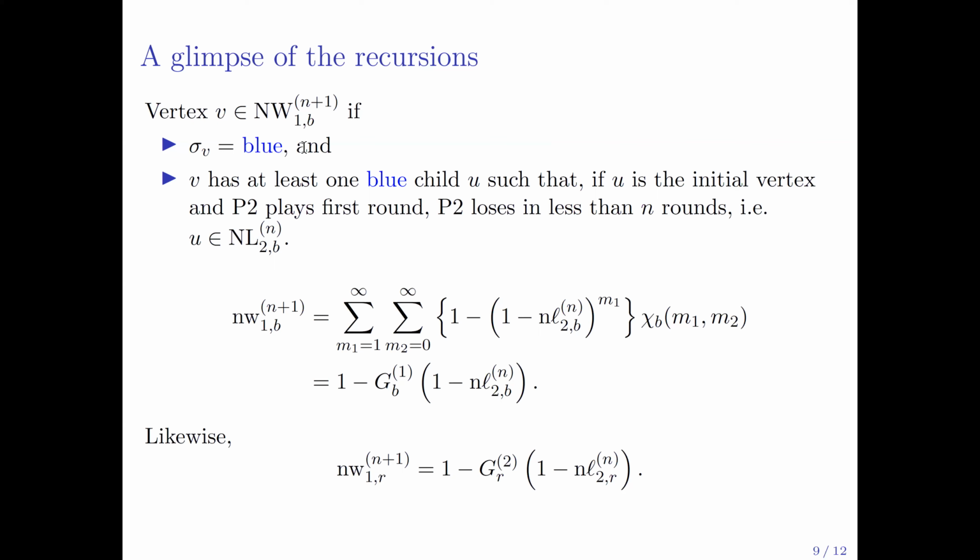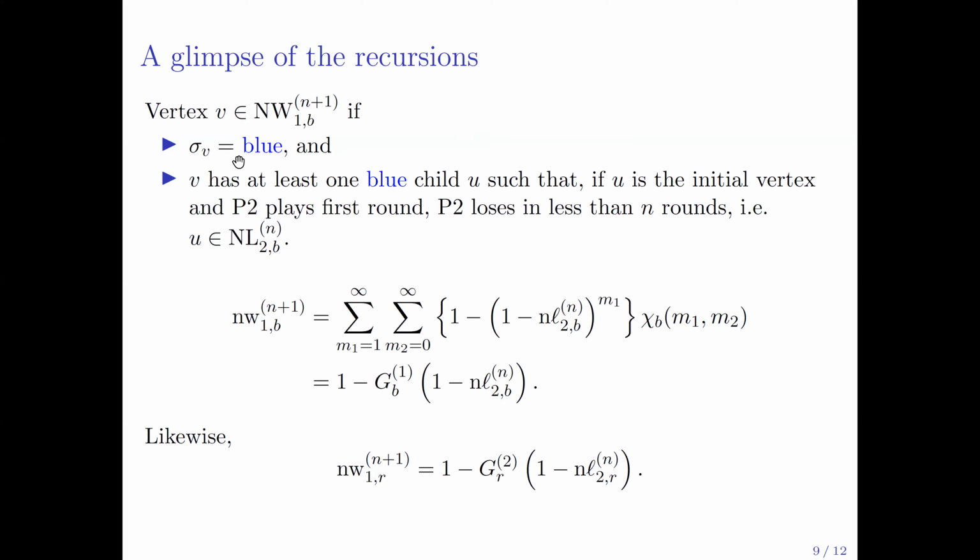It tells you that P1 wins the game because you have a W here, and she's able to win the game in strictly less than n plus 1 rounds because of this superscript. So in the very first round, P1 has the luxury of choosing a child, let's say U of V, that has to be a blue child. Why? Because V is blue and P1 is only allowed to move the token along monochromatic edges. So this has to be a blue child of V, such that if you now look at the game that begins with U, then P2 is playing the first round and P2 loses in less than n rounds. I hope this is clear.